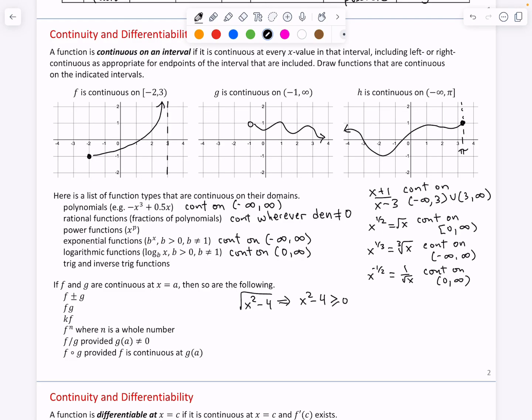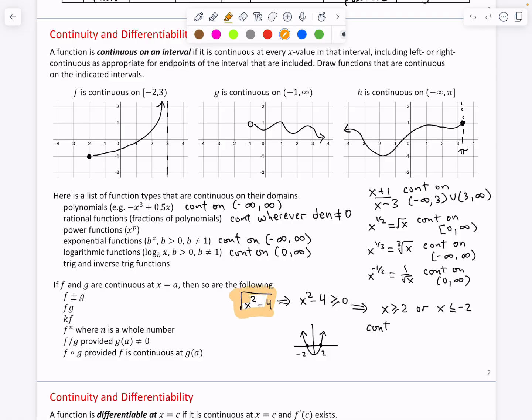Well, if you graph x squared minus 4, it's a parabola that's been shifted down 4 units. It does cross the x-axis at negative 2 and 2. So between negative 2 and 2, we have negative outputs, which we cannot allow because I cannot square root a negative number. So this tells me that x must be bigger or equal to 2, or x must be less than or equal to negative 2.